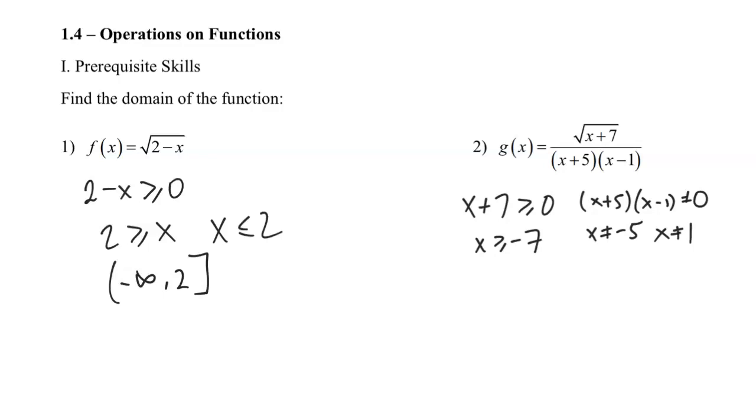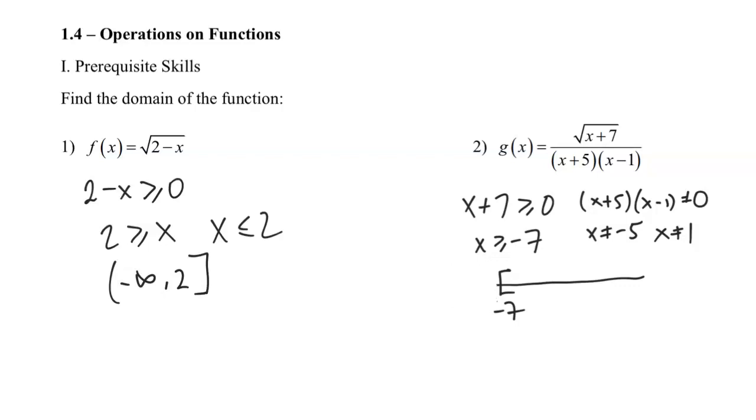Now, when you write the domain here, it's helpful if you draw a number line to help you. So I know that I'm going to have all of the numbers that are greater than negative 7. I'm not going to have anything on this side of negative 7. It's not going to be a part of my domain. So really, if you wanted to, you could just erase that part of the number line.